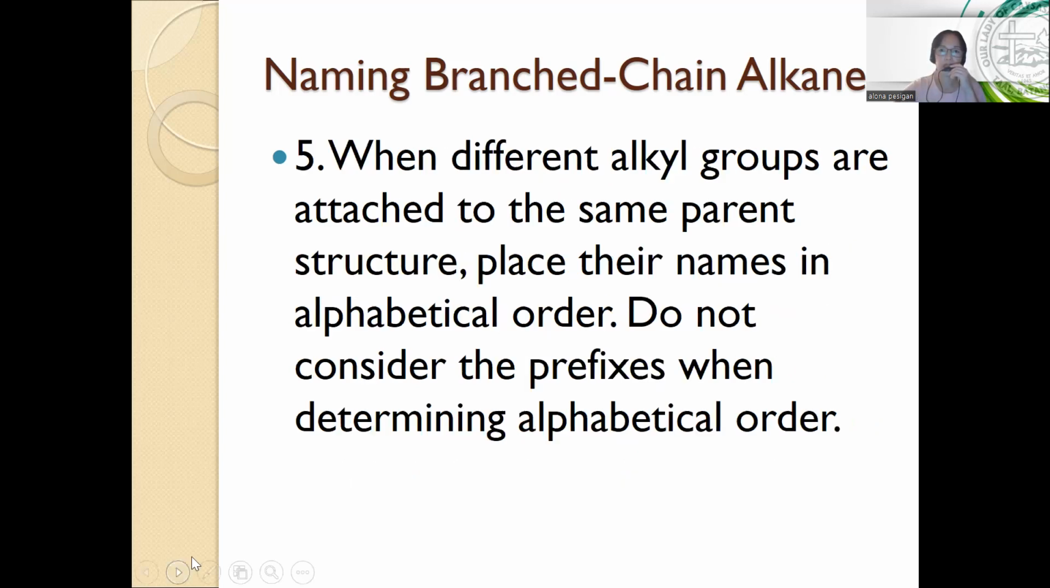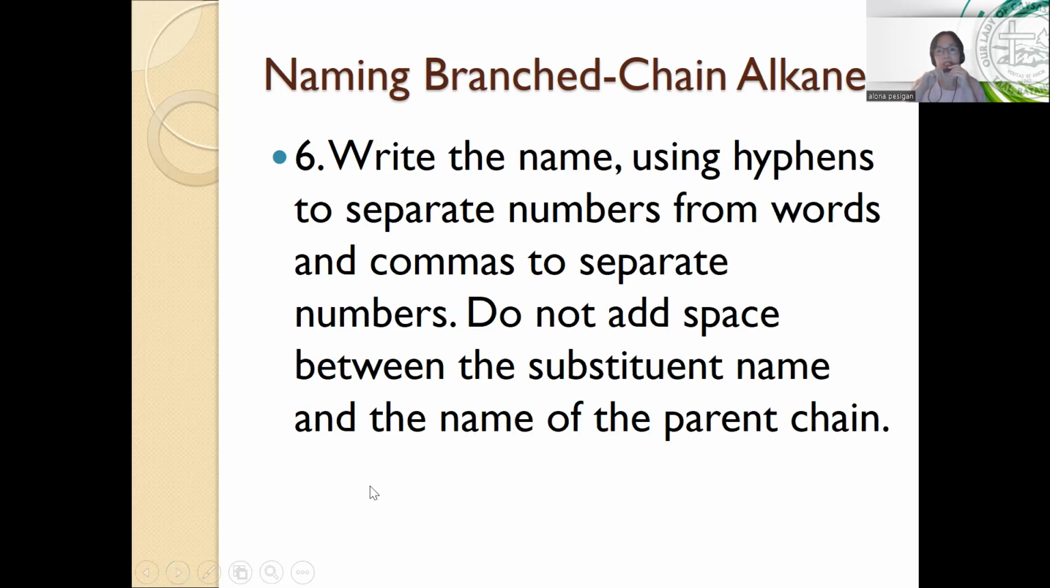Okay. And then when different alkyl groups are attached to the same parent structure, place their names in alphabetical order. Do not consider the prefixes when determining alphabetical order. So again, the substituents are alphabetized, disregarding the prefixes. Write the name using hyphens to separate numbers and words, and commas to separate numbers from numbers.